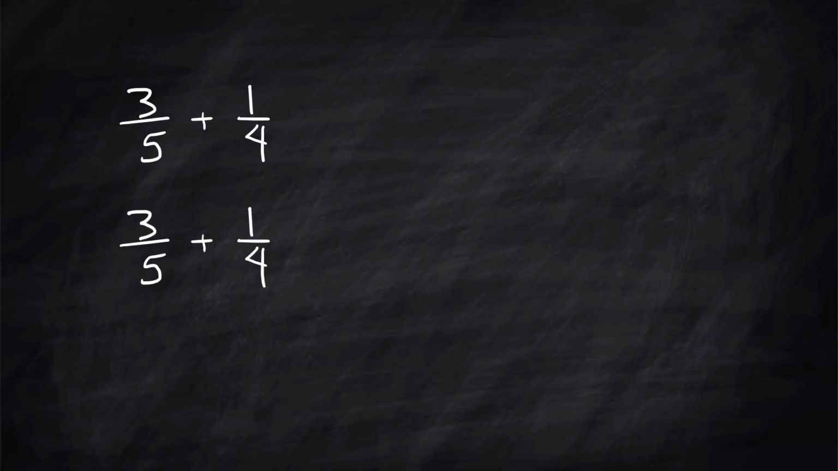Well, let's take something like 3/5 plus 1/4. Let's run through this the way we're taught how to do it, and that is by using a common denominator. You find the common denominator by multiplying the two denominators together. That's one way to do it.